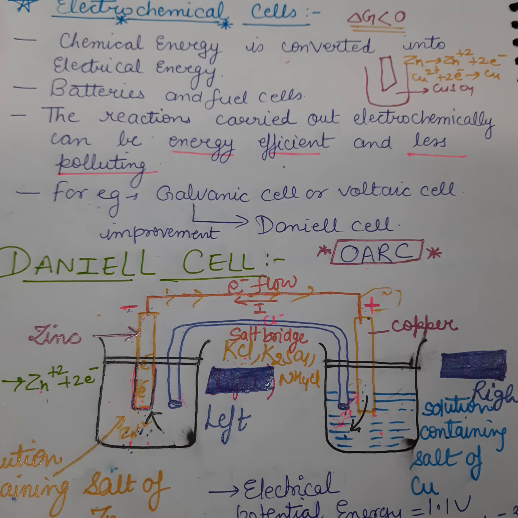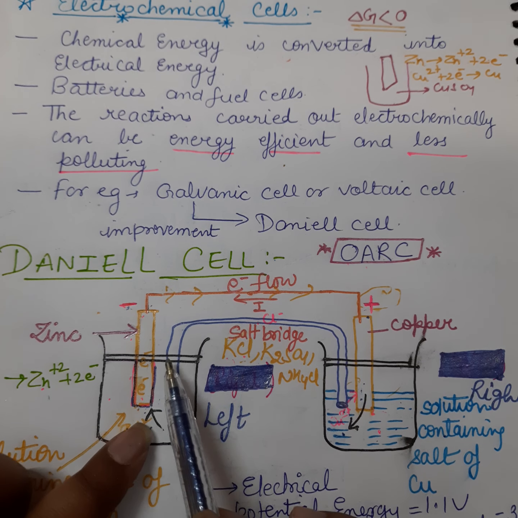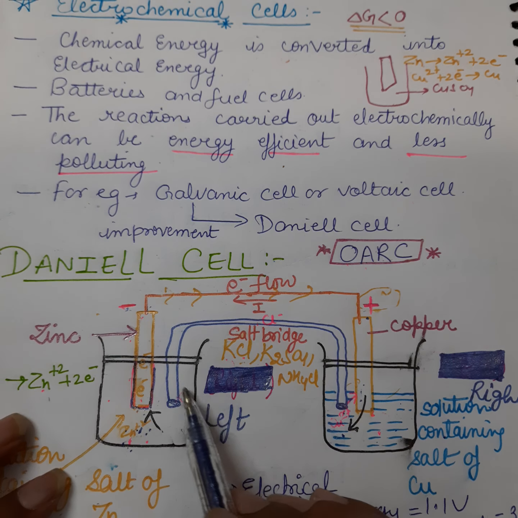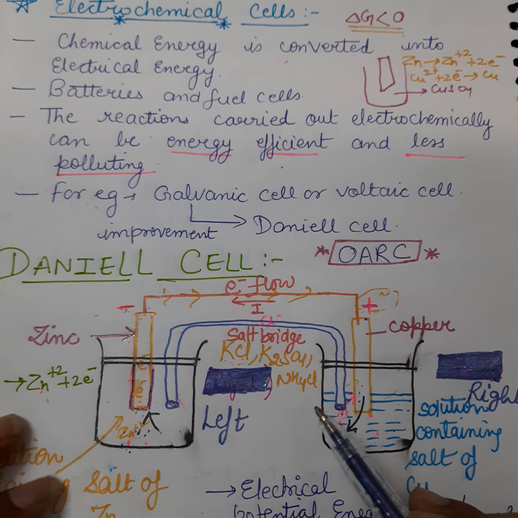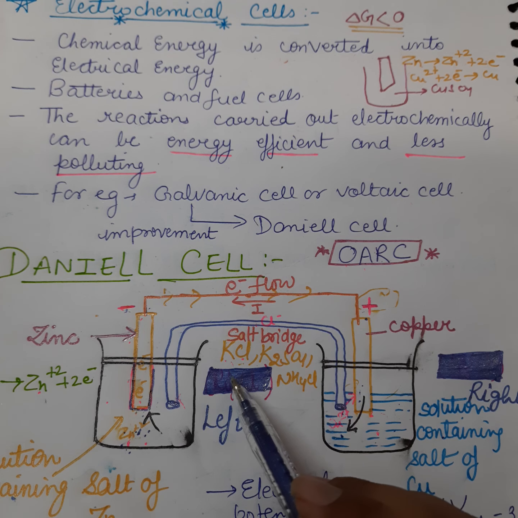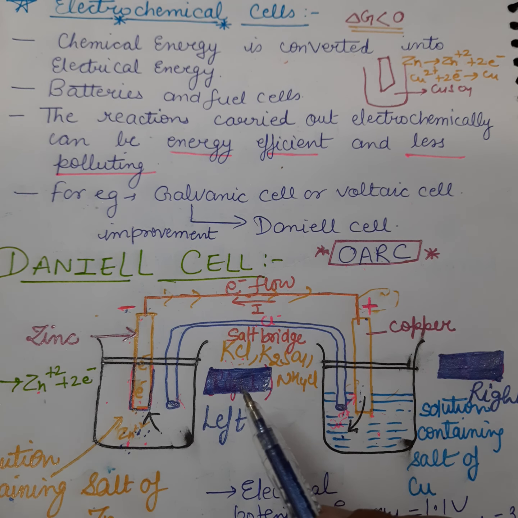Okay, so what is the improvement? The improvement is done by implementing an inverted U tube, known as a salt bridge, students, in which an electrolyte is taken, such as KCl, potassium sulfate, ammonium chloride, all right, and a semi-liquid substance like agar agar solution.